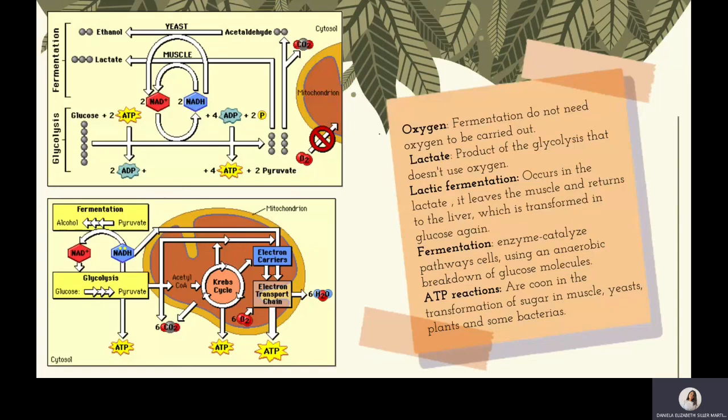of glucose molecules. And then from another keyword, we have ATP reactions that actually are in the transformation of sugar in muscle, yeast, plants, and some bacteria. Thanks to the ADP molecules, the glycolysis can be carried out, and we can transform sugar in muscle, yeast, plants, and some bacteria.